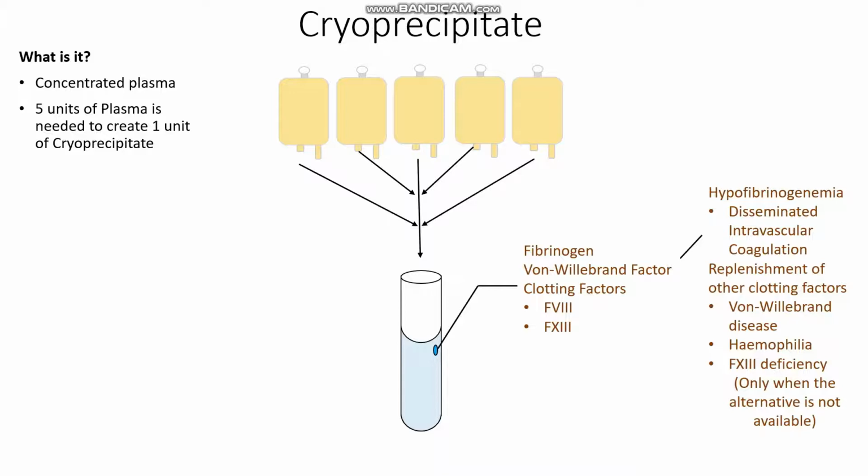So what kind of side effects or transfusion reactions might we expect with cryoprecipitate? Well, it's just concentrated plasma, so therefore it's still going to have some of the antibodies and the antigens that we saw from earlier on when we were looking at FFP.